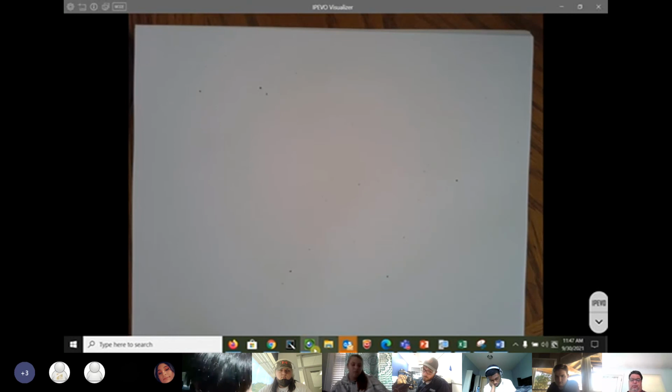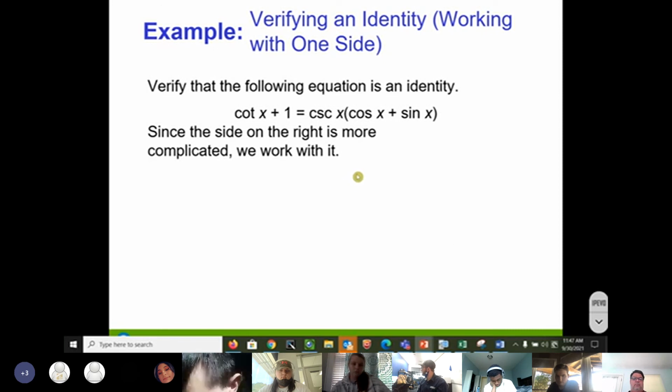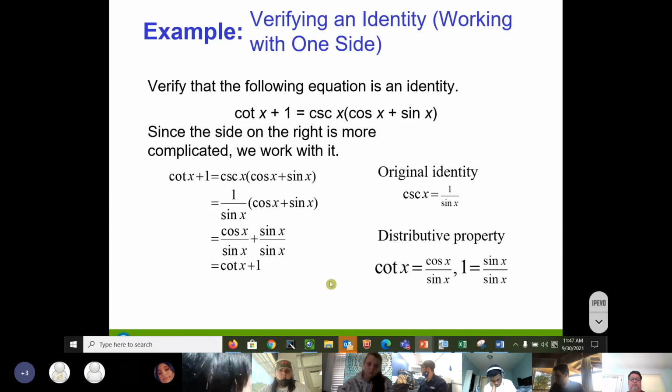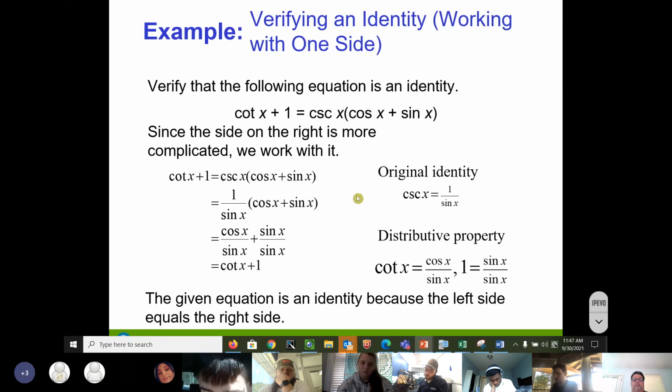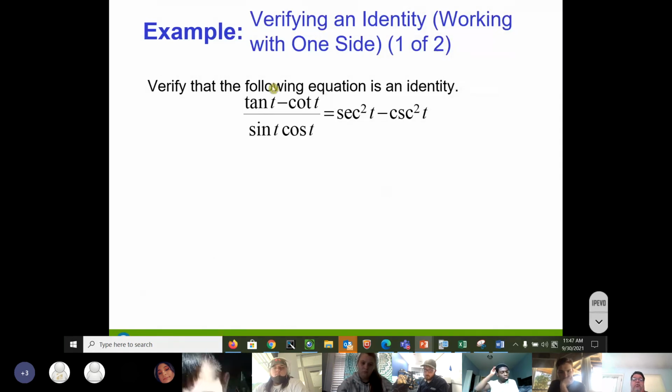All right, let's do another one. Yep, that's what they've got. Verify that the following equation is an identity. Write that one down.